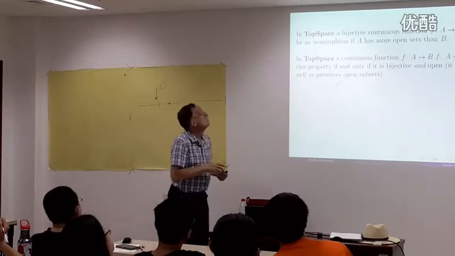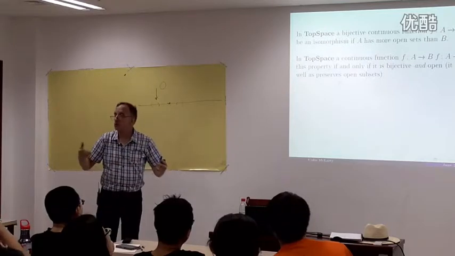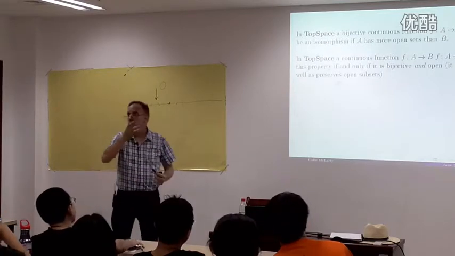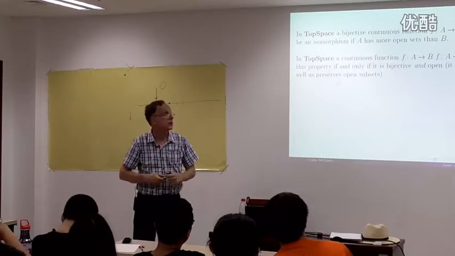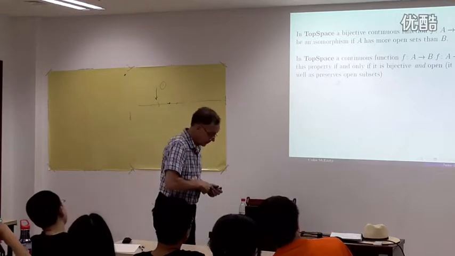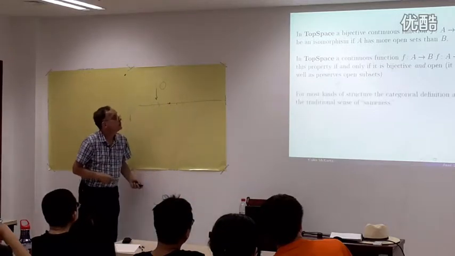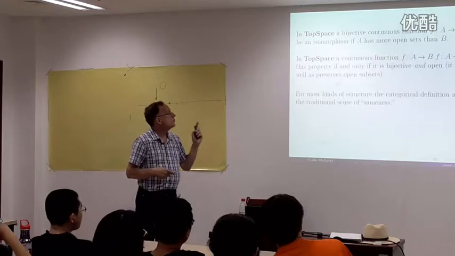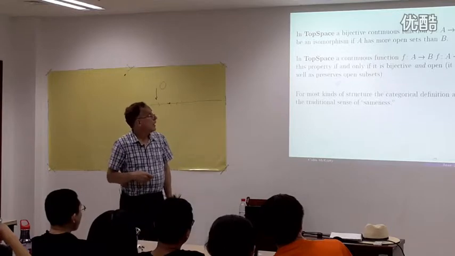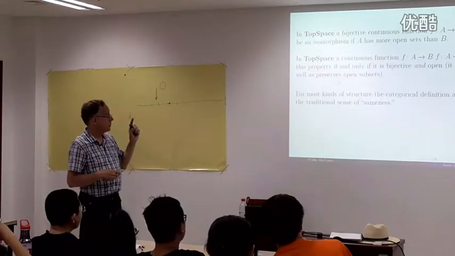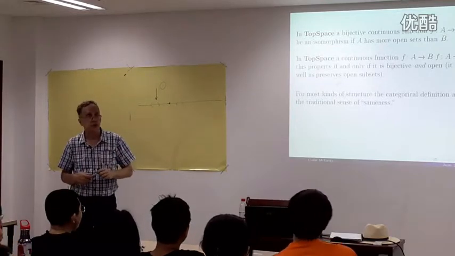And I should say, lots of structures that are used in mathematics and analysis and geometry and number theory are much more complicated than just sets with structures anyway. So bijective doesn't even make sense for a lot of them. For most kinds of structures, the categorical definition agrees with the old traditional sense of sameness. I have to say, actually, for topological spaces, there were a couple of senses of sameness. The categorical definition agrees with one of them.